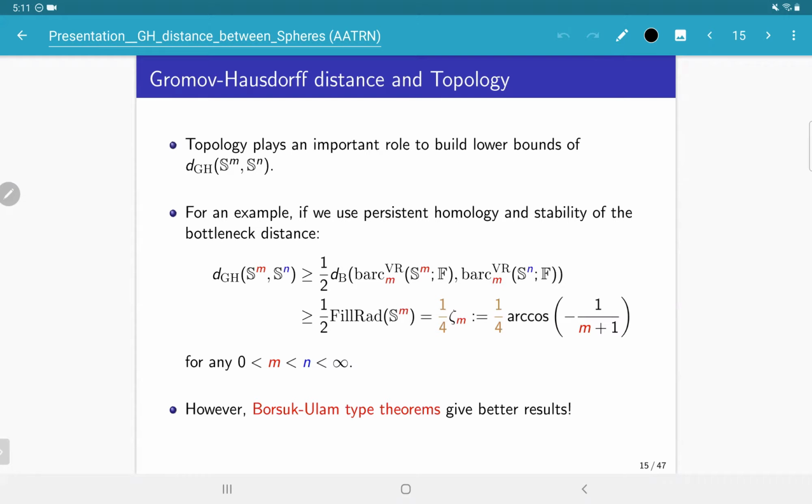And in this project, we were able to prove better lower bounds by using some Borsuk-Ulam type theorems. Actually, you will see that this number will be changed to 1/2. So our new lower bound is 2 times better. Furthermore, this lower bound will be tight.